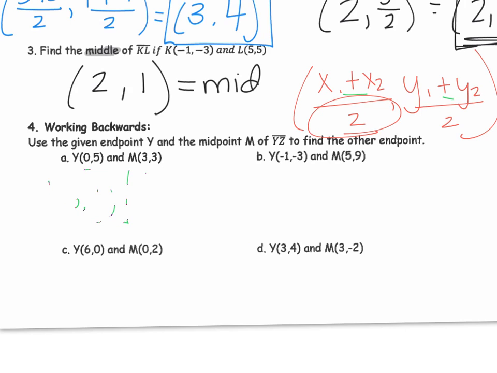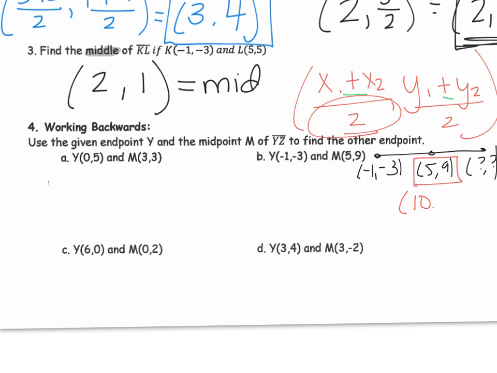But if you ever get stuck, you can just rewind and rewatch and figure it out. So I'm going to plot my picture because it helps my brain. So my endpoint is (-1, -3). And my midpoint is (5, 9). I'm looking for my other endpoint. So I start with my midpoint and I multiply it by 2. So I'm going to get (10, 18). I'm now going to subtract instead of add my endpoint. So I'm going to subtract (-1, -3).